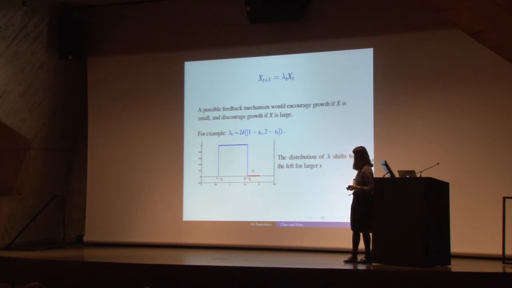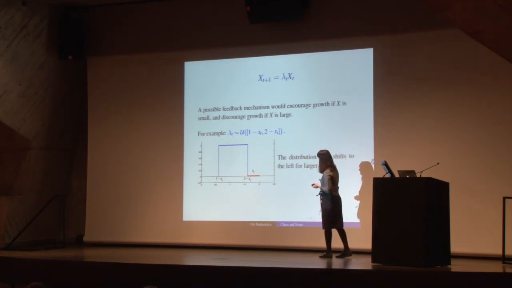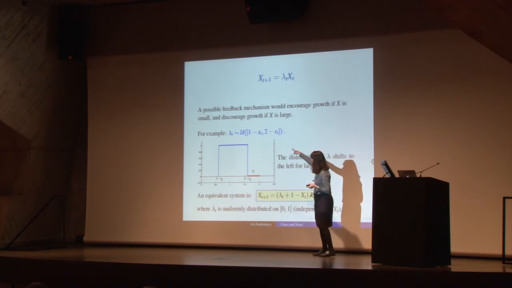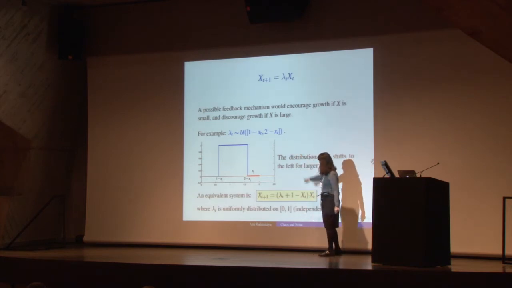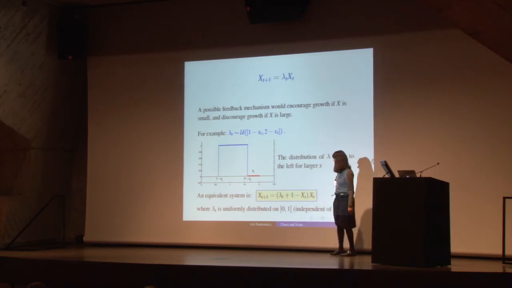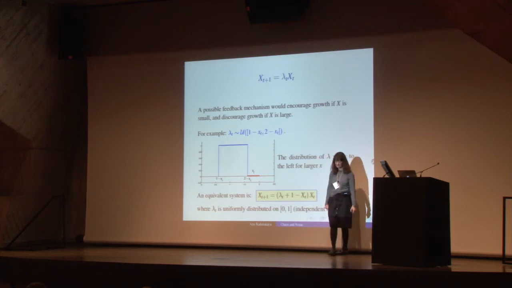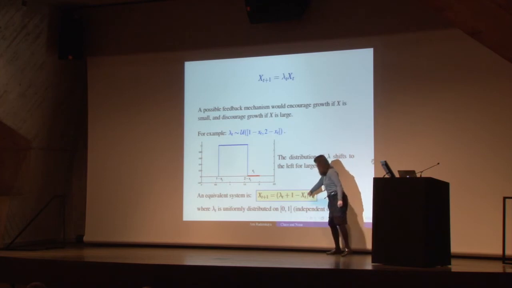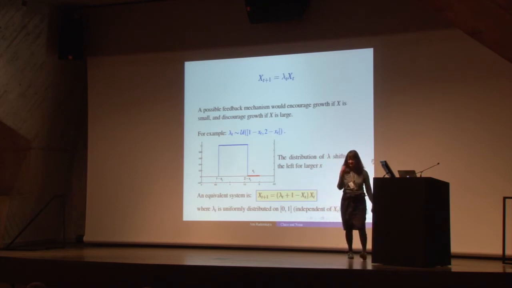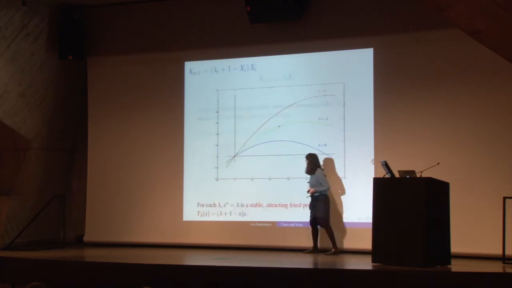Make sense? And so we can actually rewrite this in a nicer way, taking out that dependence on x in the distribution, by just picking a uniform number between 0 and 1, adding 1 and subtracting x, and then multiplying by x, because this is our growth parameter. Okay, so this is the system I want to study. Make sense so far?